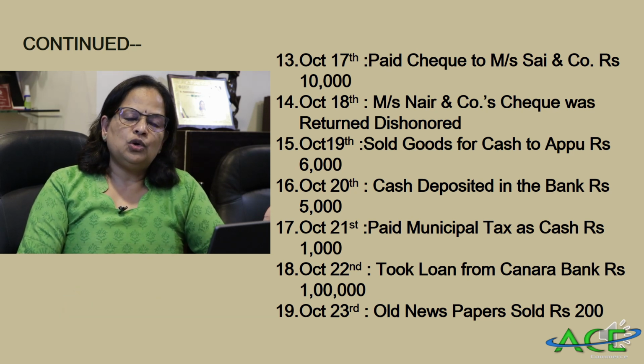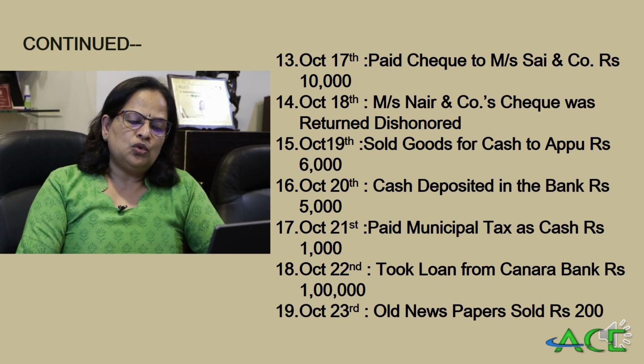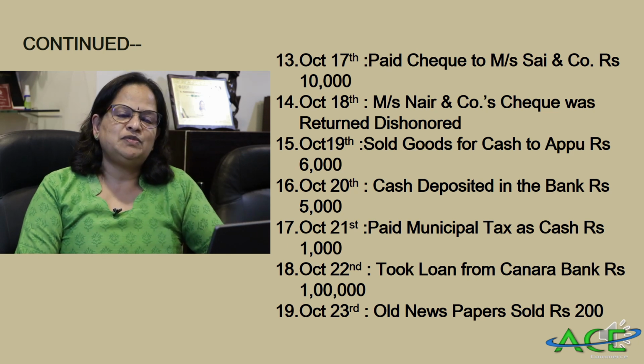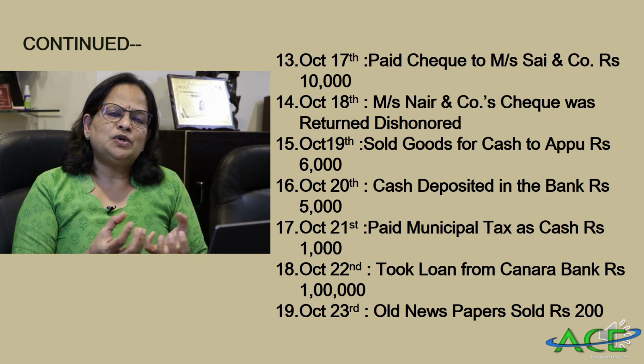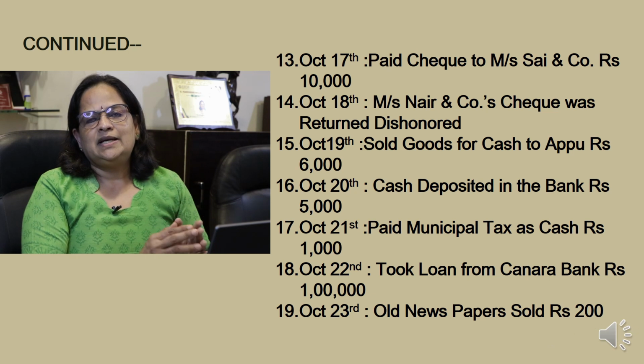October 22nd, took loan from Canara Bank rupees 1 lakh. October 23rd, old newspapers sold for rupees 200. That we will write as sundry receipts. We will not write it as old newspapers, but as sundry receipts. Small things they will sell, and whatever they get, they will keep as sundry receipts.